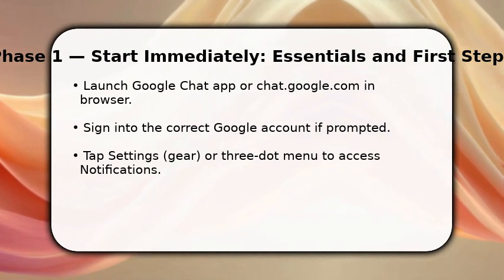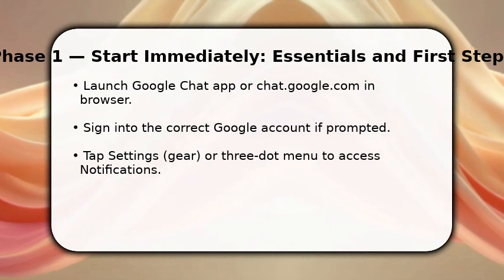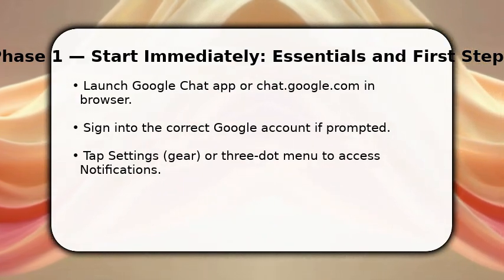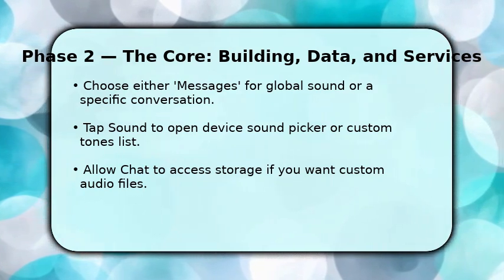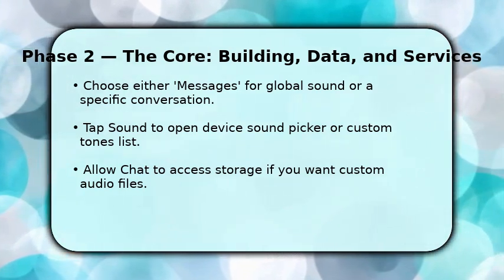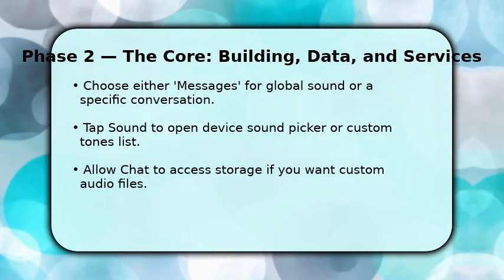Now, locate the Notifications section. We're going to change the sound itself next, so stay in Notifications and select the conversation or general. Next, decide whether you want a global chat sound or a specific tone for one conversation. Pick messages for every chat or tap an individual conversation settings.